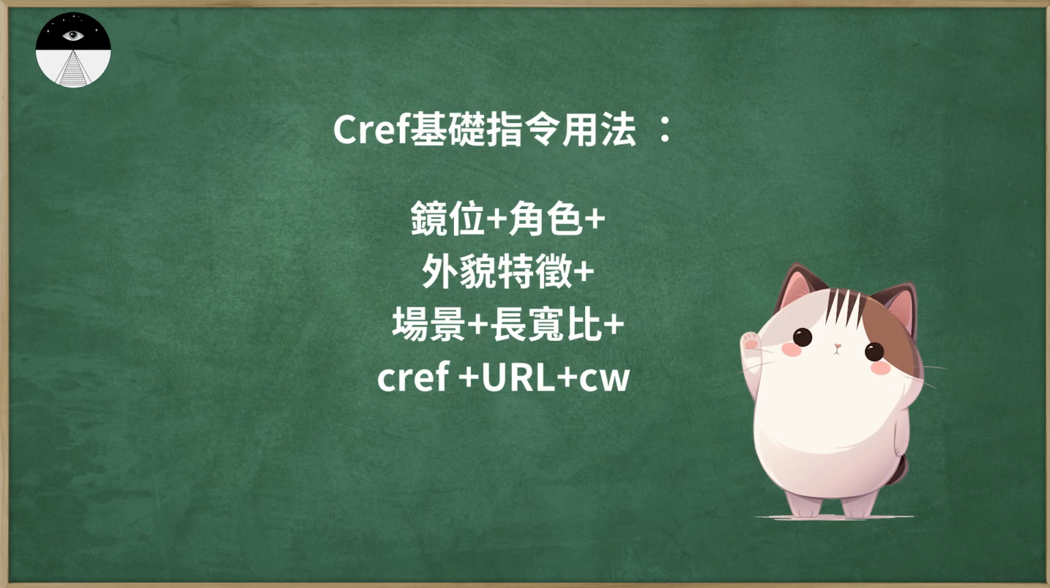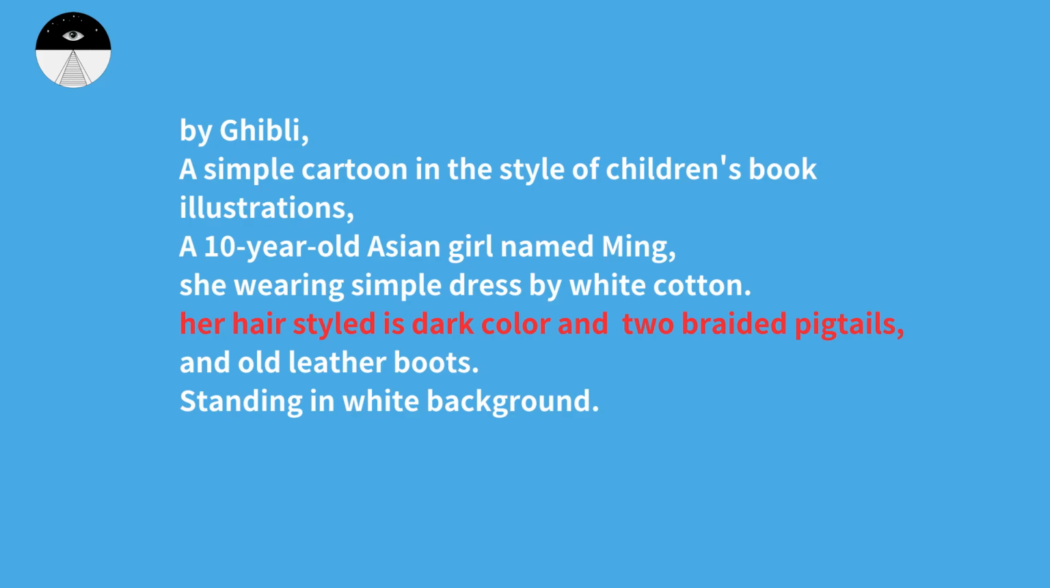The basic command formula for character consistency is roughly camera position, character, physical features, scene, aspect ratio, cref with a link to the reference character image, and finally, CW weight. I'll start by demonstrating how to generate a character named Ming, a 10-year-old Asian girl. I will set her appearance like this, and then input these keywords into Dell for generation.